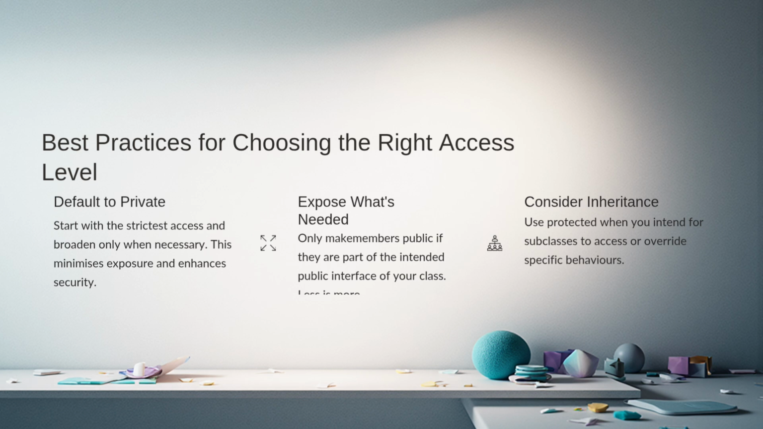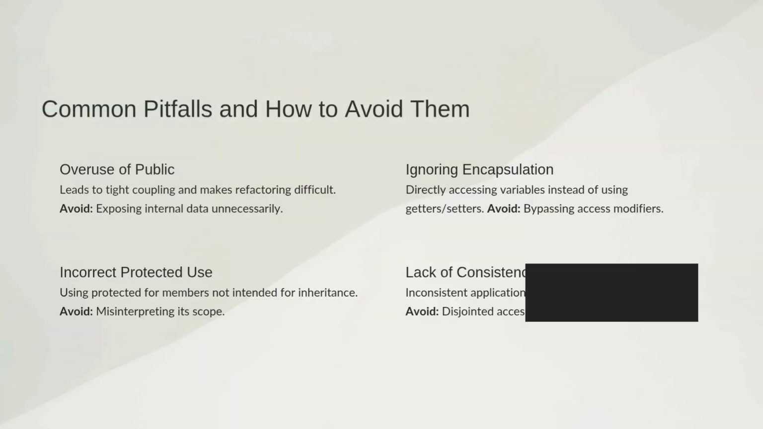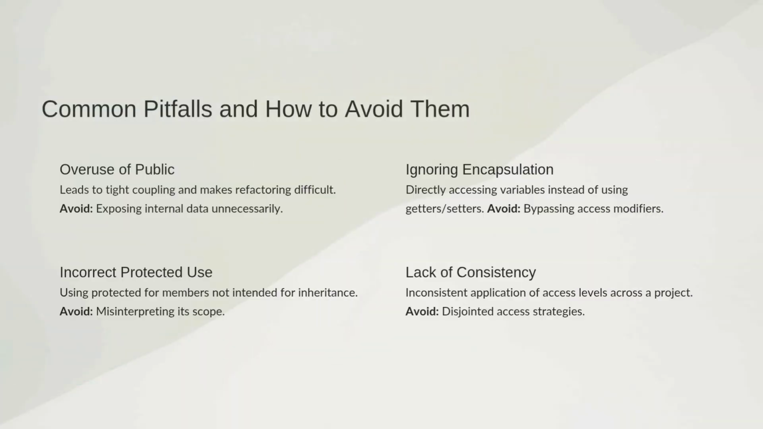Common pitfalls and how to avoid them. Overuse of public leads to tight coupling and makes refactoring difficult. Avoid exposing internal data unnecessarily. Ignoring encapsulation: directly accessing variables instead of using getters and setters.